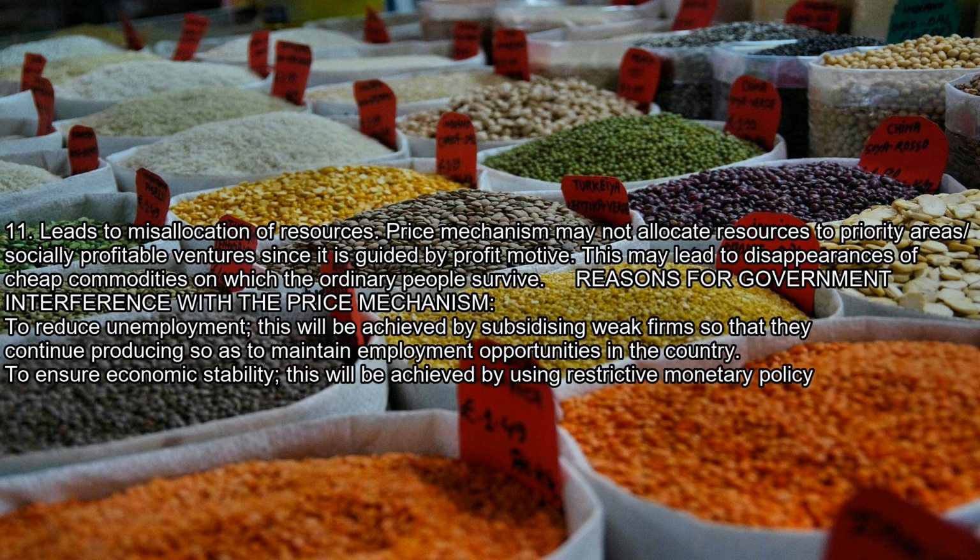11. Leads to misallocation of resources. Price mechanism may not allocate resources to priority areas / socially profitable ventures since it is guided by profit motive. This may lead to disappearance of cheap commodities on which the ordinary people survive.